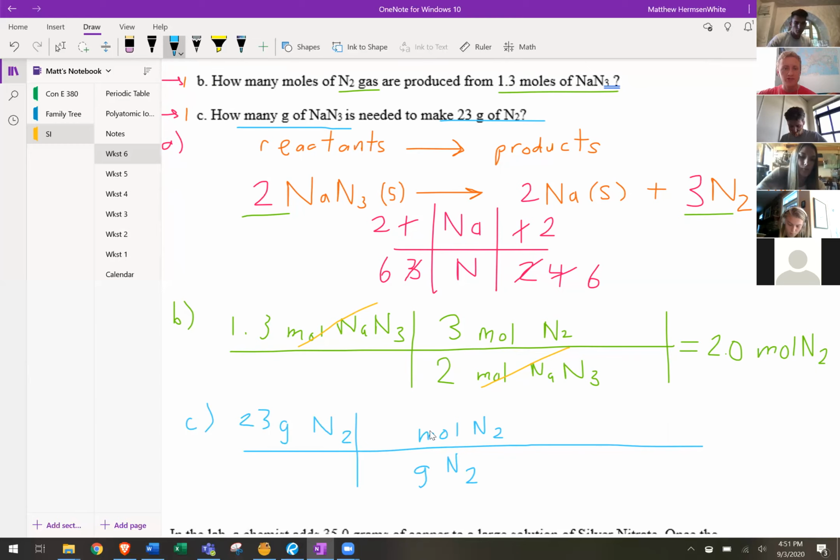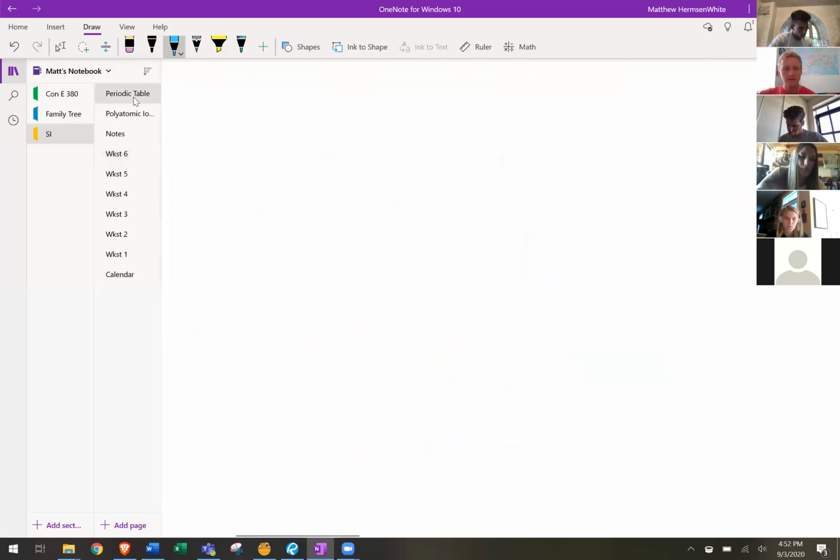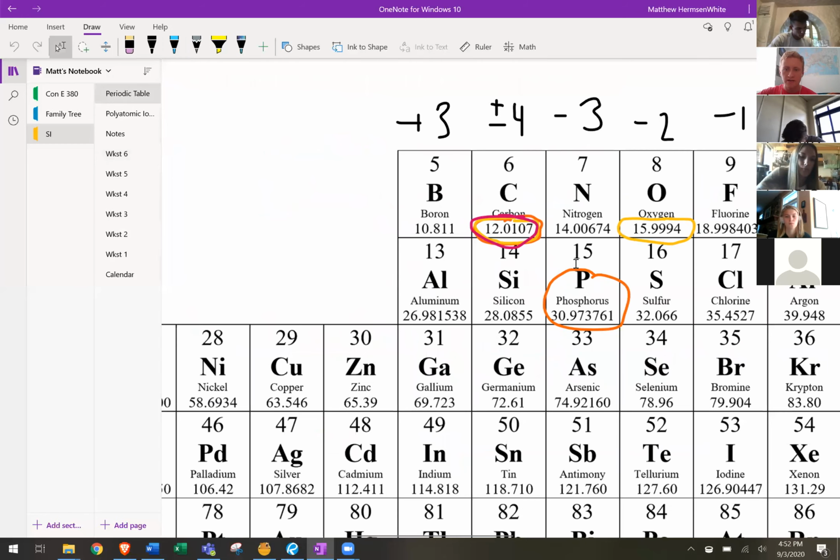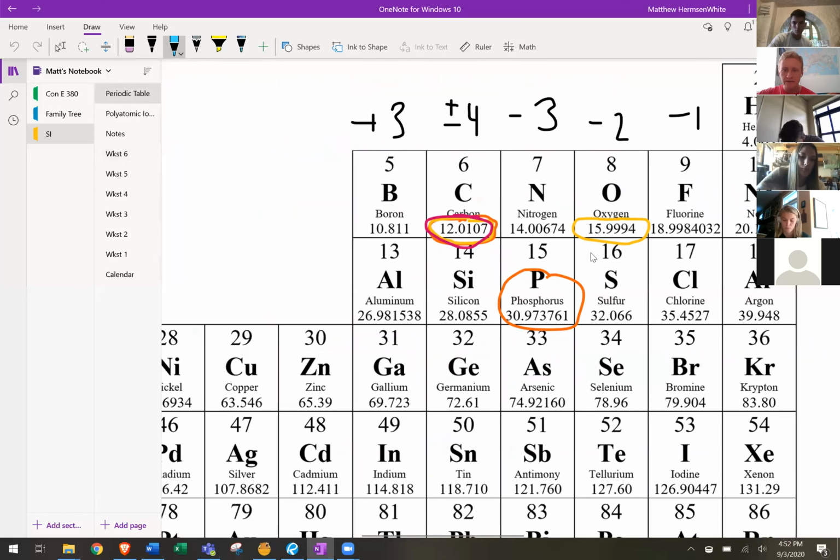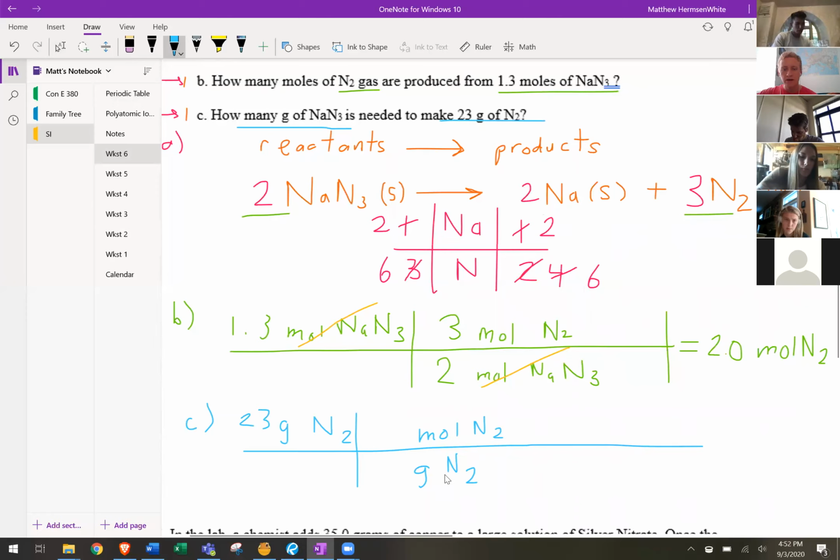Now, what is the conversion here? This is when you're going to need to look at your periodic table and see what the molar mass of nitrogen is. So scroll over here, nitrogen is in the top right corner, and this number here is 14.01. So 14.01, but we have 2 of them. So that means it would actually be 28.02 per 1 mole. The number on the periodic table is 14, but because it's N2, you double it.